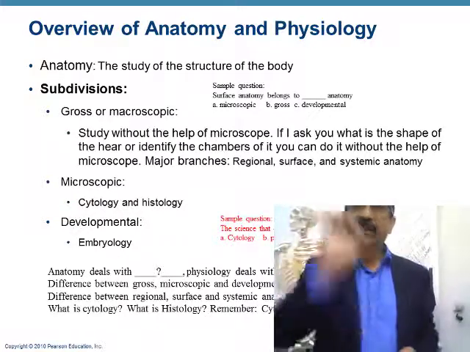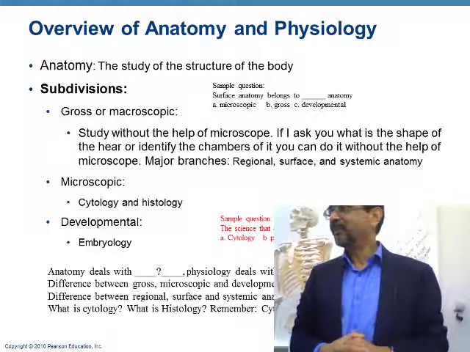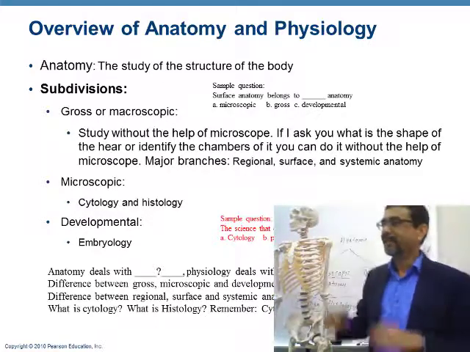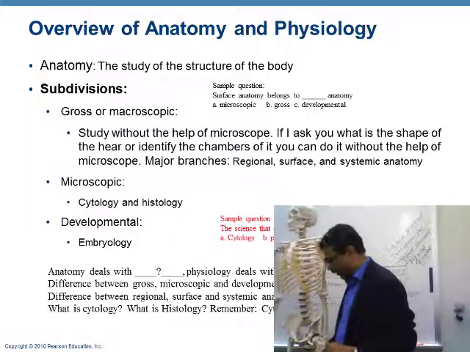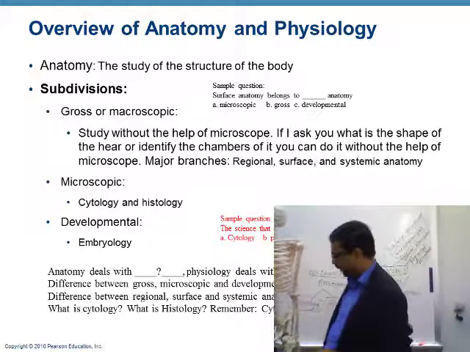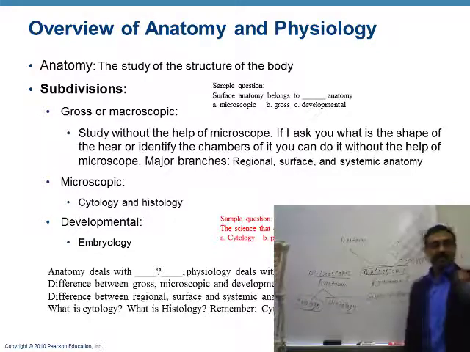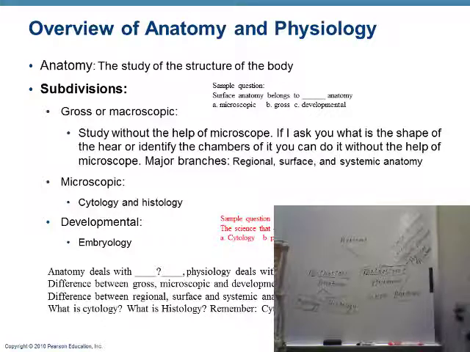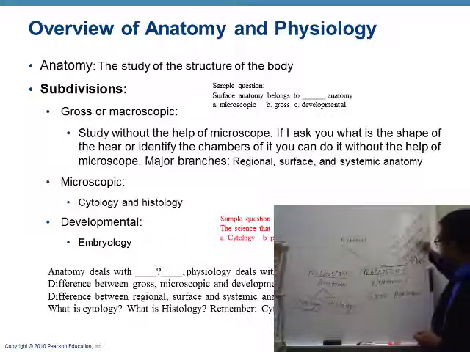Make sense? By looking those outside landmarks. Those are the landmarks, okay? You can see from outside and locate important internal organs. So that is the surface anatomy. Surgeons use that a lot.